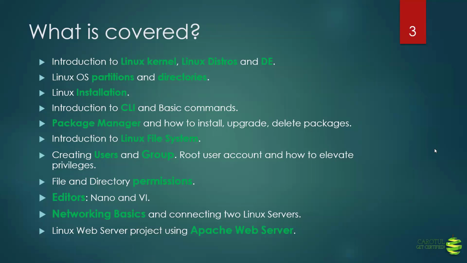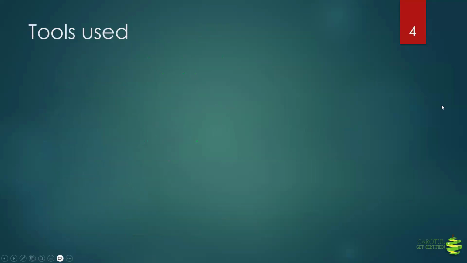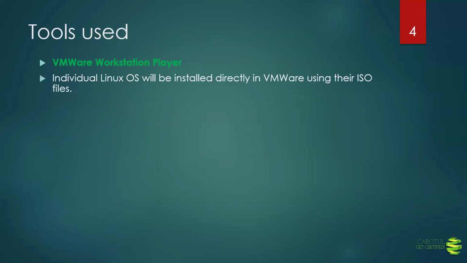Right, so these are the topics we are going to cover in this basic class. And exactly what tools are we going to use for this? So the tools that we're going to use again are the same tools that we use in other classes also. We will use VMware. VMware Workstation Player will be fine, which is the free version. Or the Workstation Pro if you have, that is also completely fine. And for individual Linux operating systems, that will be installed directly into the VMware using their ISO files.